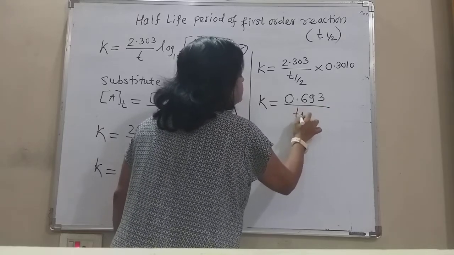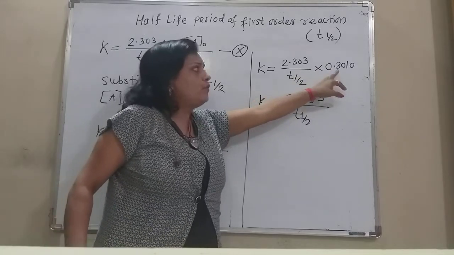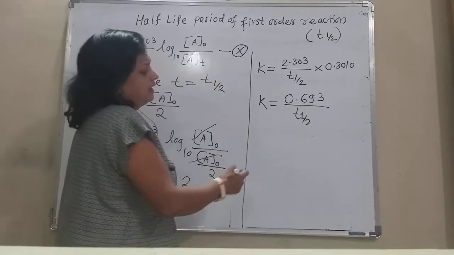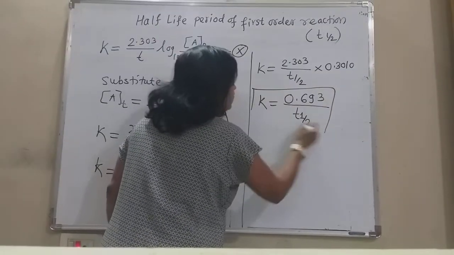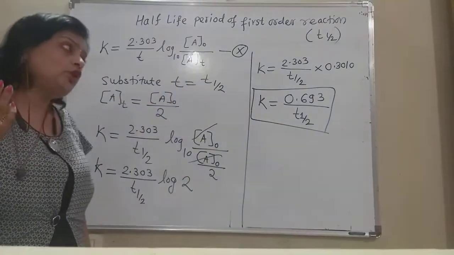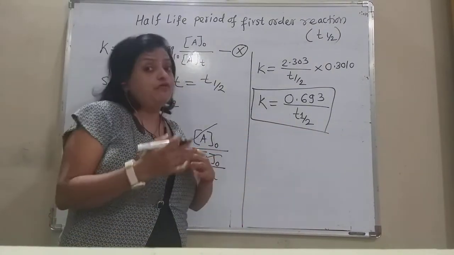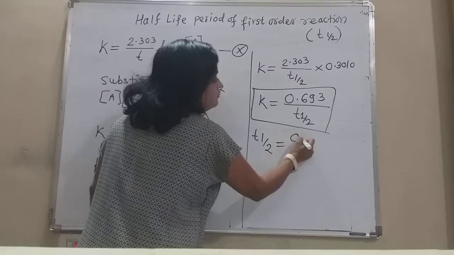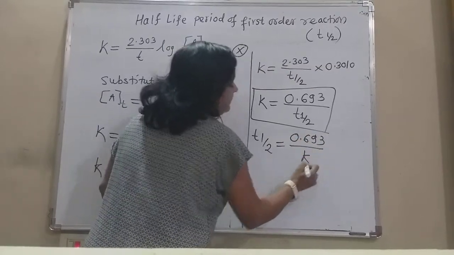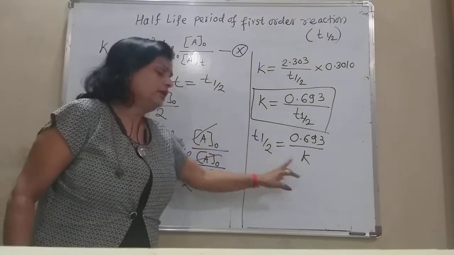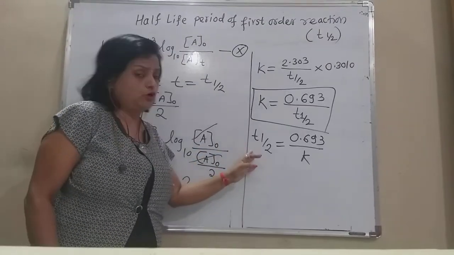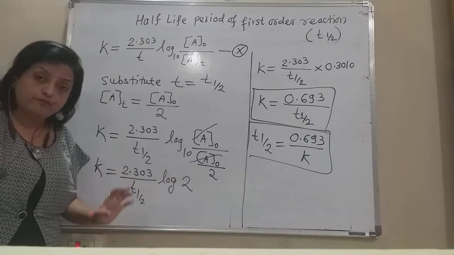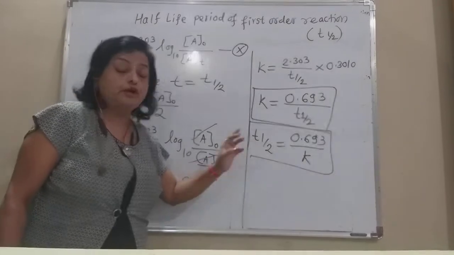If you multiply 2.303 and 0.3010, then the value is 0.693 divided by t half. Now this is the equation to calculate the rate constant if we know the half-life period. But if we do not know the half-life period, we have to calculate it by the equation 0.693 divided by k. Here if we know the value of the rate constant, we can easily calculate the half-life period of that reaction by this formula.